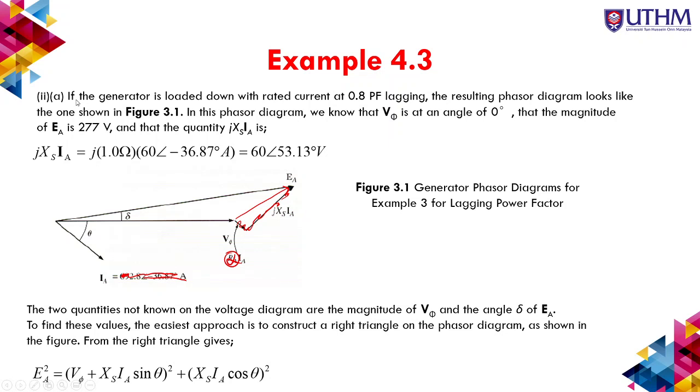If the generator is loaded down with the rated power factor lagging, the resultant phasor diagram looks like below. So we have V phase, EA, and then IA. This is not open circuit because it says it is loaded, with a power factor here. To make it easy, we draw the equivalent circuit. It says there is a load here, so we have XS.